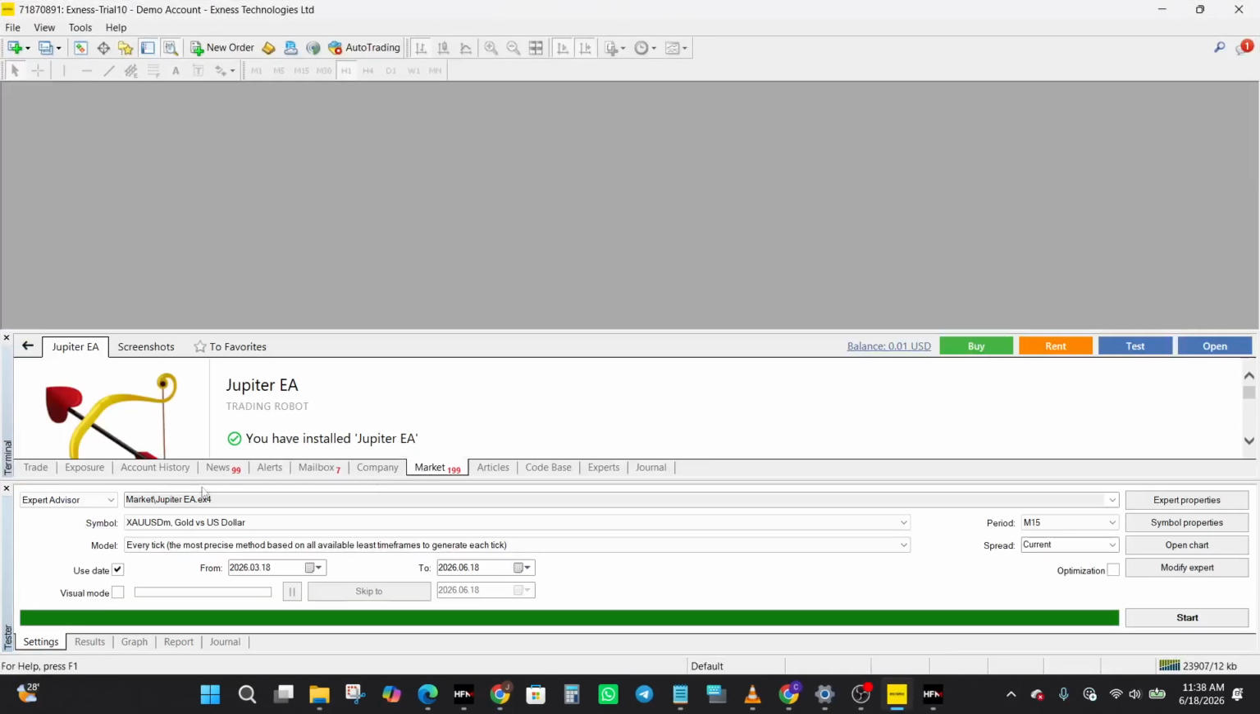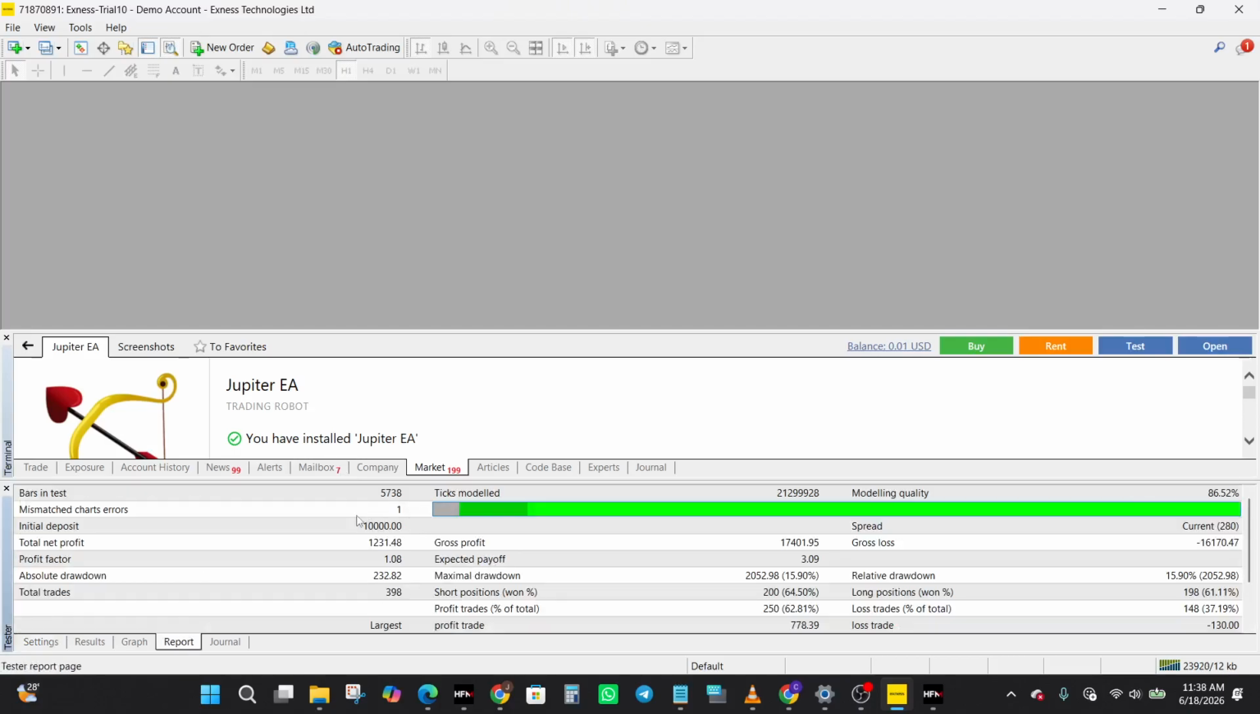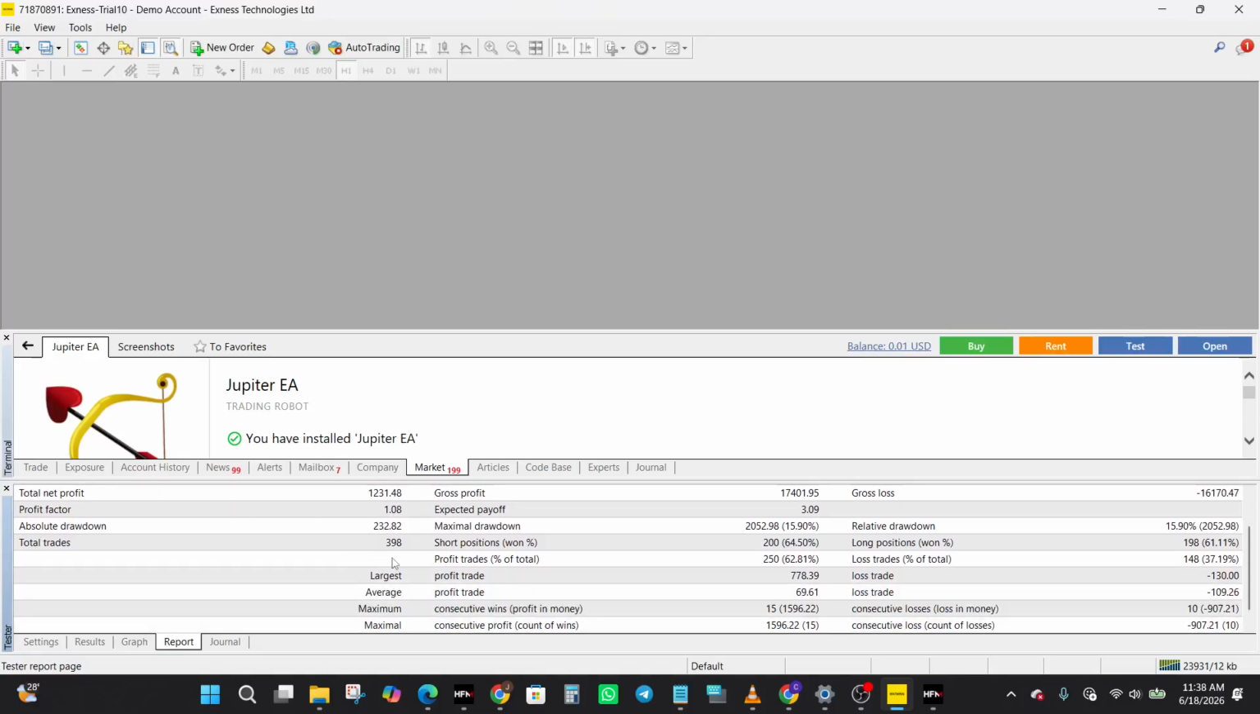And I am testing the Jupiter EA on XAU USD on the M15 time frame as recommended. And I'm testing over the past 3 months in 2026. And looking at the reports from an initial deposit of $10,000, the total net profit is 1,231.48. And we have 398 total trades taken, out of which 250 were profitable, giving us a 62.81% win rate.